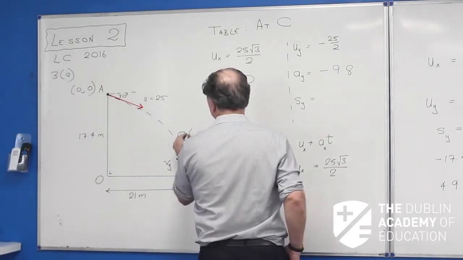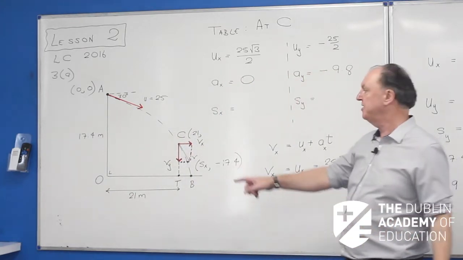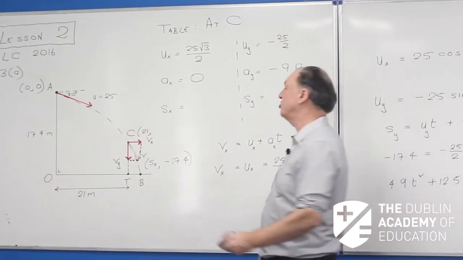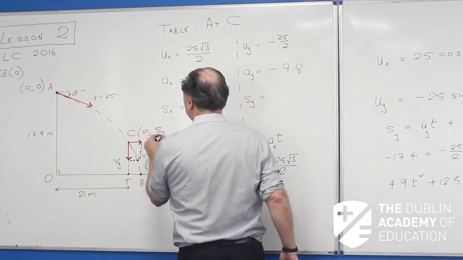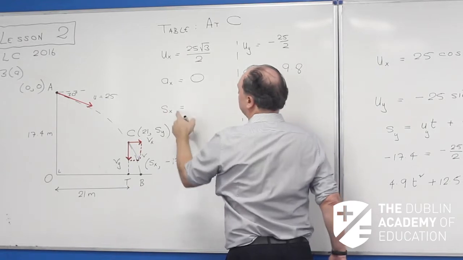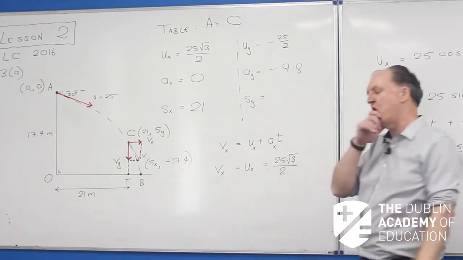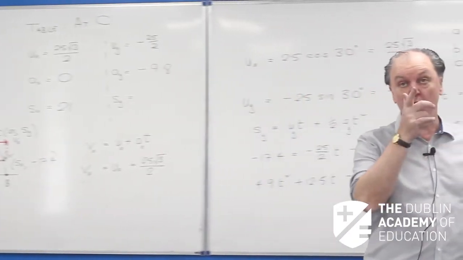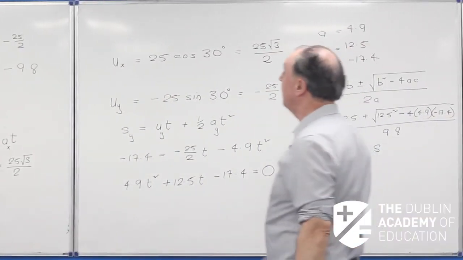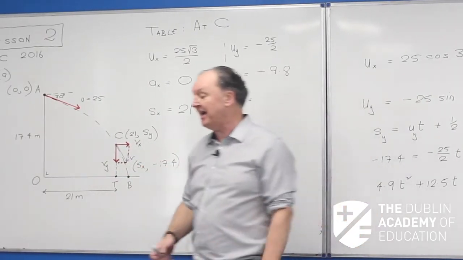So the coordinates of this are 21. And how far did I go down to C? I'm actually not sure. So just call it SY. But the important thing is I can fill in the table for SX. SX is 21. SY I don't know. So I can find out the time it took to arrive at C.